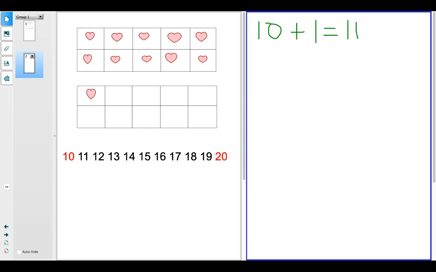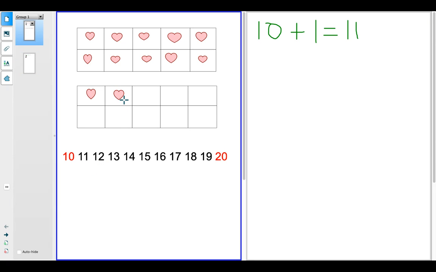All right, let's add another heart. What number comes after 11? Down here at our number line, after 11 comes 12. So let's add another heart, right? So we have 10 at the top, and how many are on the bottom? 2. Very good.